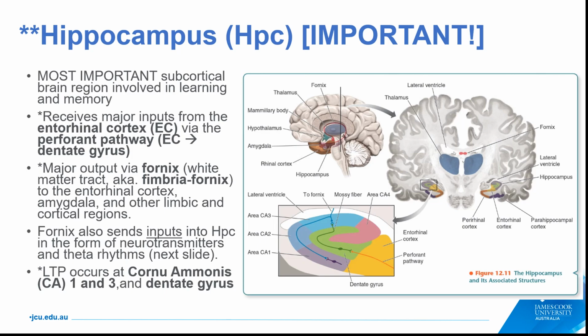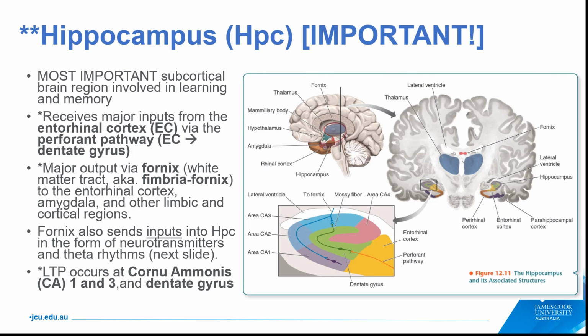So the major output is through the fornix, a very important white matter tract. It's also called the fimbria-fornix. Fimbria is really like a membrane, but usually we call it the fimbria-fornix. It outputs to the entorhinal cortex, the EC, the amygdala, and other limbic regions like the hypothalamus, as well as cortical regions, the basal forebrain, and prefrontal cortex, usually.